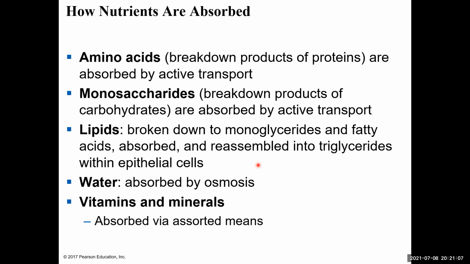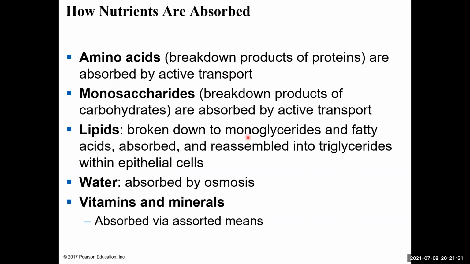Okay. And so the nutrients that our digestive system is absorbing are things like amino acids, monosaccharides, lipids, water, vitamins, and minerals. Okay, and these are going to absorb differently depending on what molecule we're looking at. So amino acids come from the breakdown of proteins, and these are absorbed via active transport. Okay, so there has to be energy to transport these amino acids into the cells and into our bloodstream. Monosaccharides come from carbohydrates and are also absorbed via active transport.